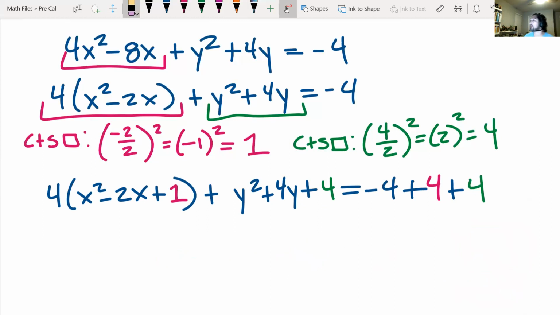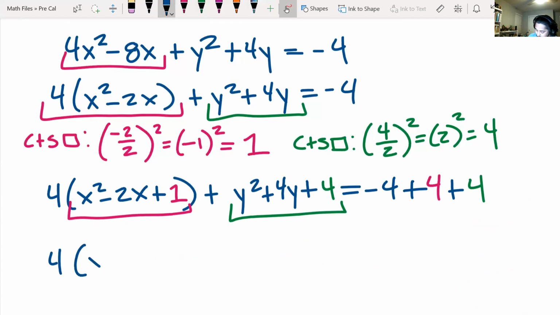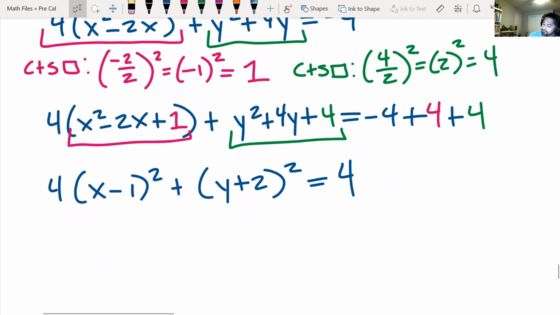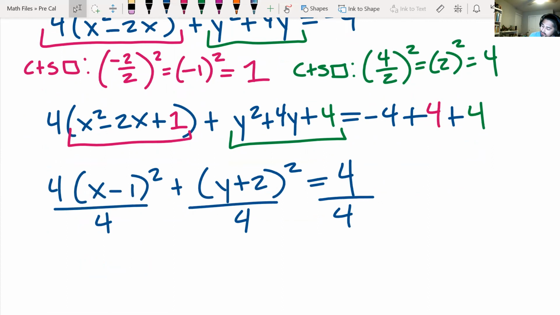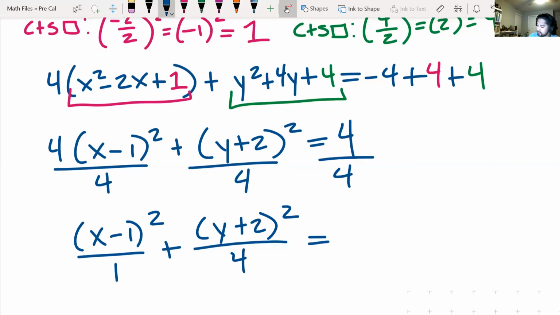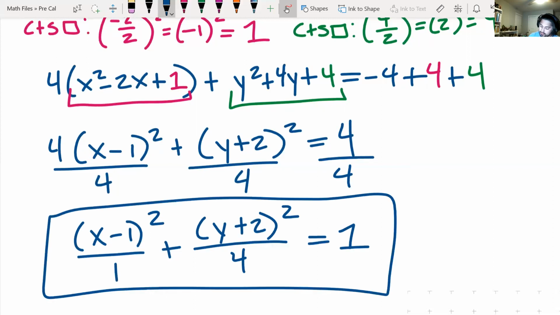Okay. So that was just a small completing the square lesson, right? And now we know after we complete the square, you get trinomials that become factorable. They are perfect square trinomials. So all of this is going to factor to what? (x minus 1) squared, plus (y plus 2) squared, equal to 4. Then you divide by 4 and you get (x minus 1) squared over 1 plus (y plus 2) squared over 4 equals 1. There you have it.